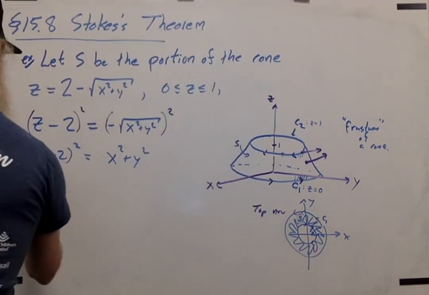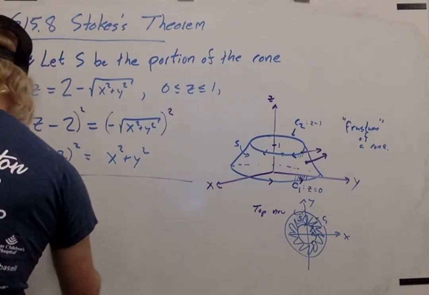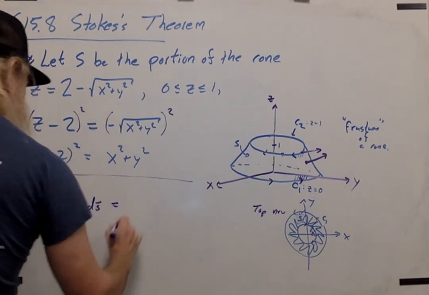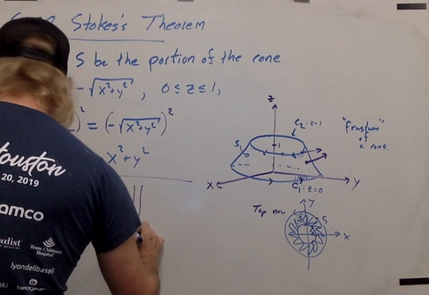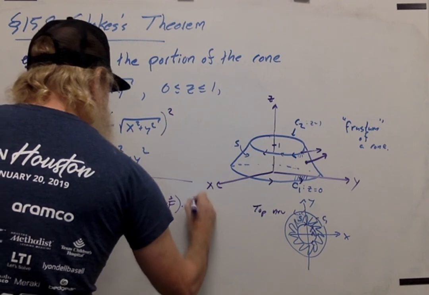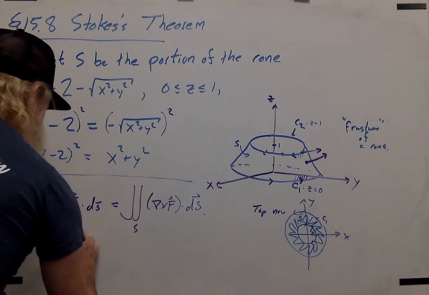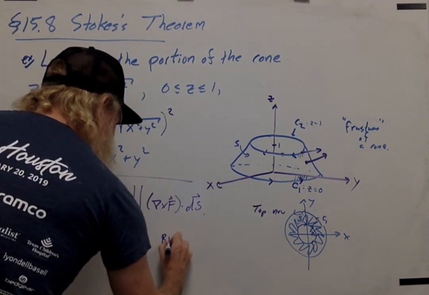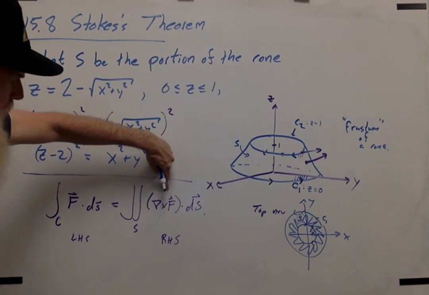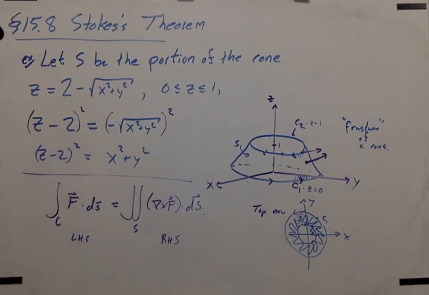So now remember, the statement of Stokes' theorem is that the integral along C of F dotted with little ds is equal to the double integral over S of the curl of F dotted with big dS. Calling these the left-hand side and the right-hand side, in the next video, I'd like for us to calculate the right-hand side. And then in the third video, we're going to calculate the left-hand side and verify that we get the same answer.